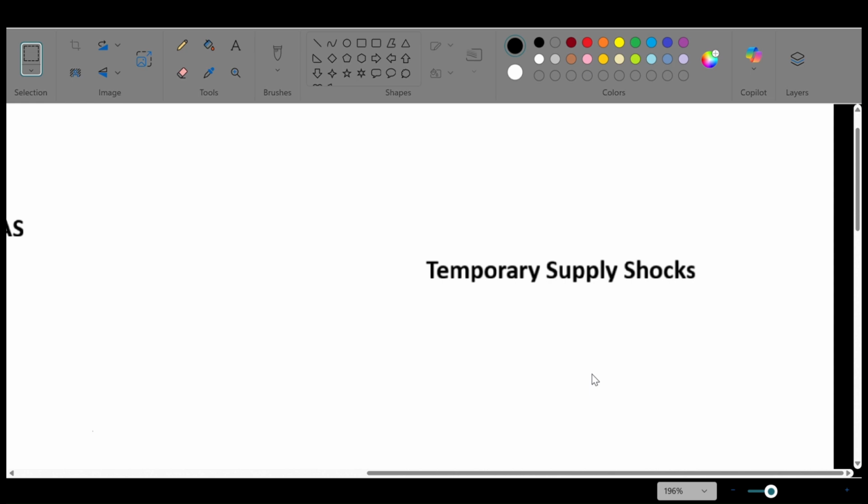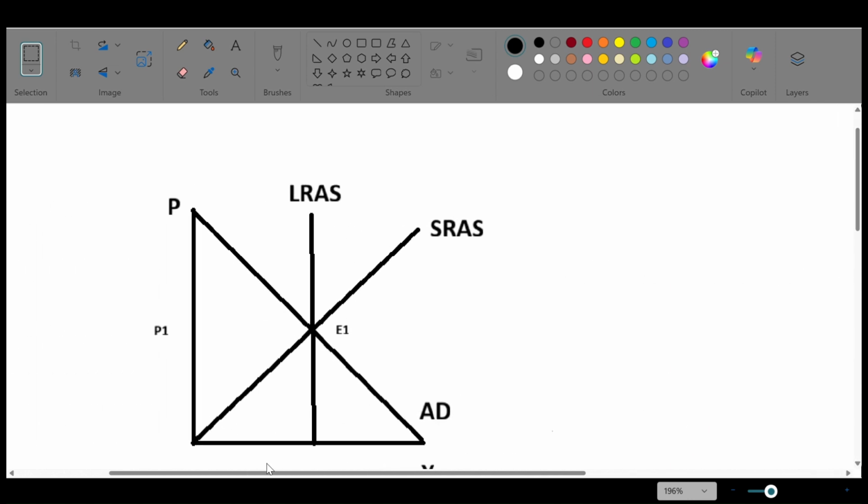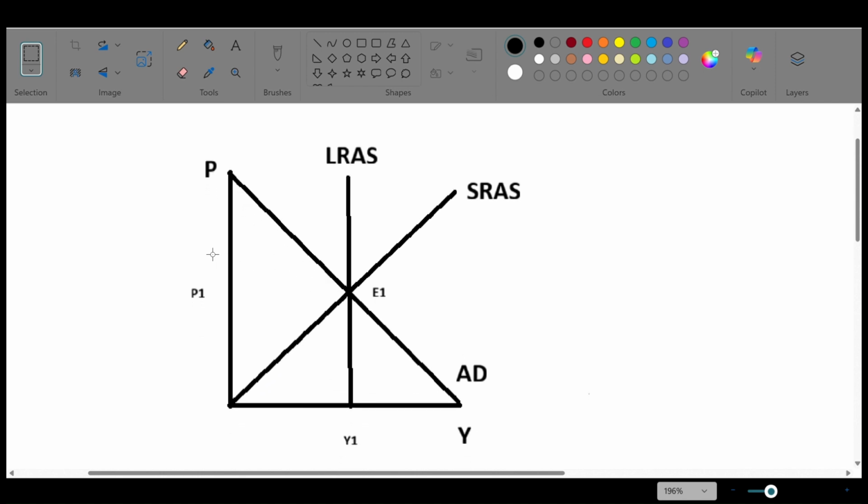Today, I'm going to walk you through how a temporary supply shock affects the economy using the AD-AS model. We'll look at what happens in the short run and how the economy gradually comes back to its long-run equilibrium. We'll start with the baseline.